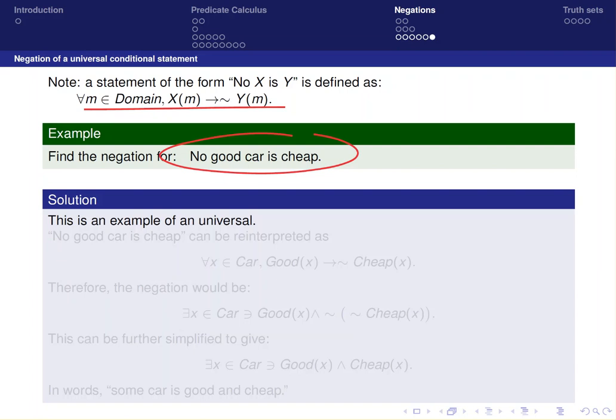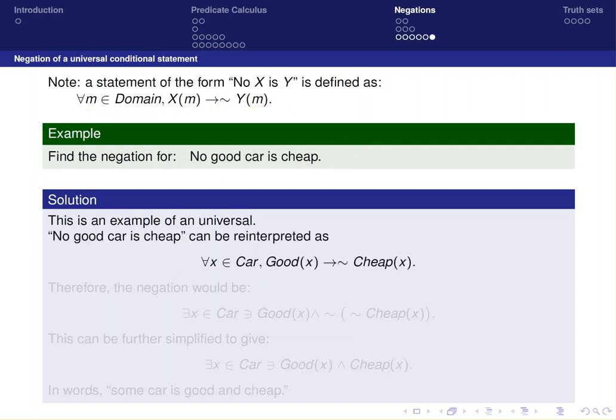First of all, "no good car is cheap" is an example of a universal statement, and if I want to reinterpret it using the definition from the book, I could write something like this. For all x in the domain of cars, if x is good, then x is not cheap. So in symbols, this would be written like that.